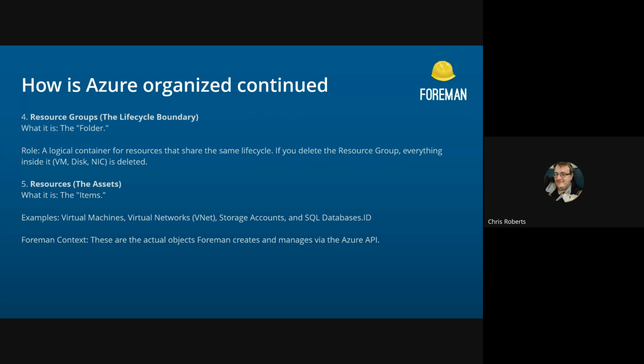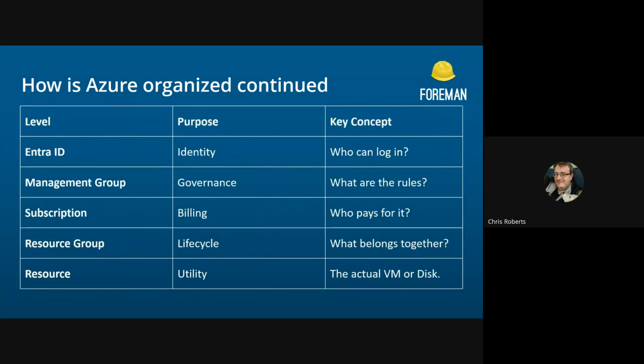The resources are everything: virtual machines, hard drives, network interfaces, public IPs, databases, Kubernetes, containers, whatever you want to build will go into a resource. And that goes into the resource group. I've made this, and I'll share it out, as the dummy way of looking at it. It's like, okay, what is each one? Who can log in? What are the rules? Who pays for it? What belongs together, etc.